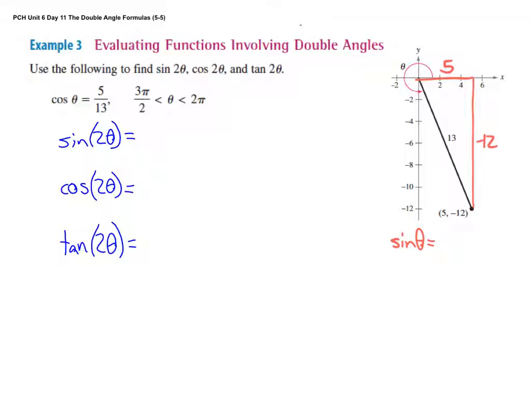Negative 12 over 13, opposite over hypotenuse. Okay? What would tangent equal, Ethan? Negative 12 over 13 over 5 over 13. So, negative 12 over 5. There you go. That's negative 12 over 5.